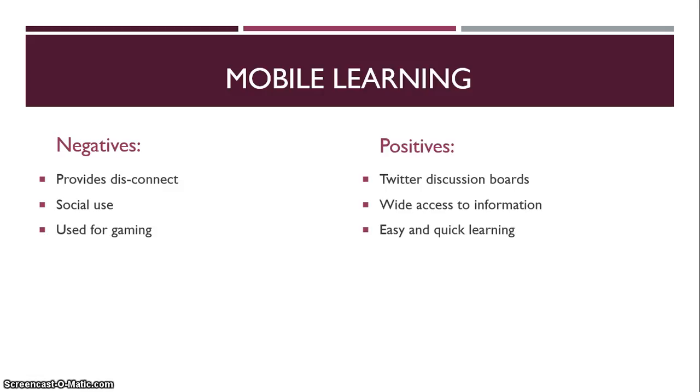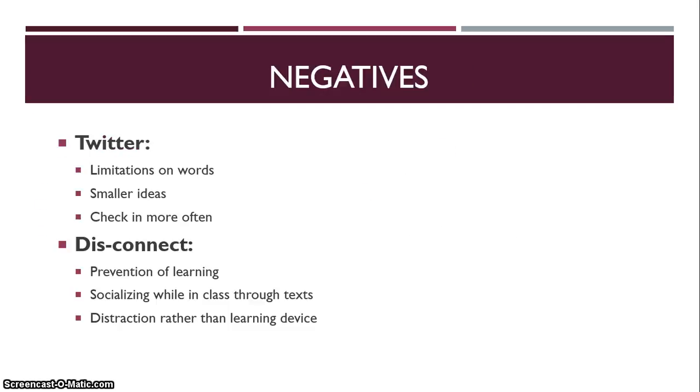Some of the positives, I guess Twitter can be on both negative and positive, but Twitter, discussion boards, wide access to information, and easy and quick learning. Some of the negatives: Twitter would be used as a negative. Limitation on words. You are only allowed 140 characters when you go to post something. Now, you could do multiple posts, but that seems to be a little bit more difficult.